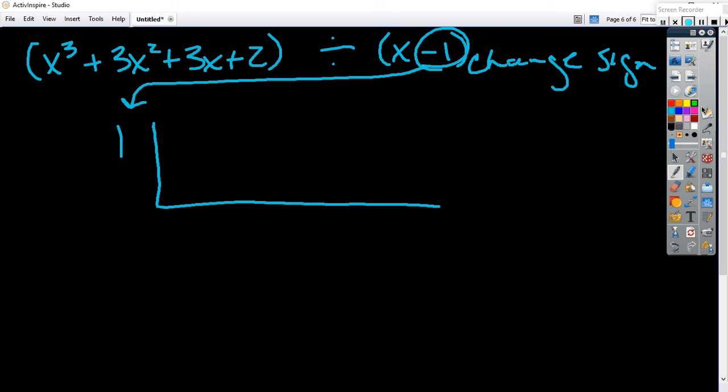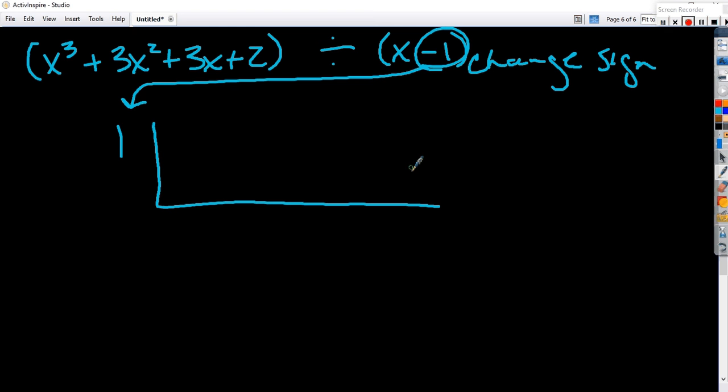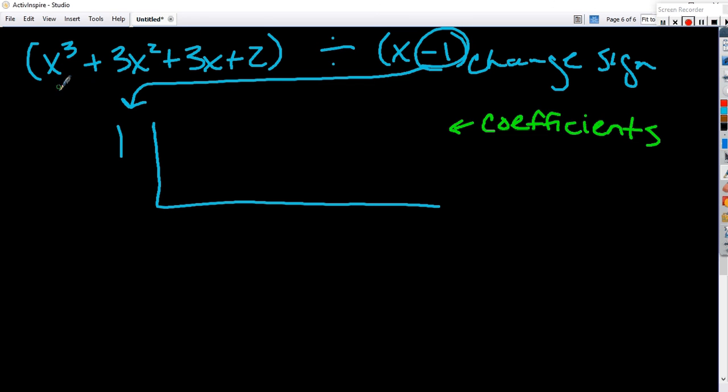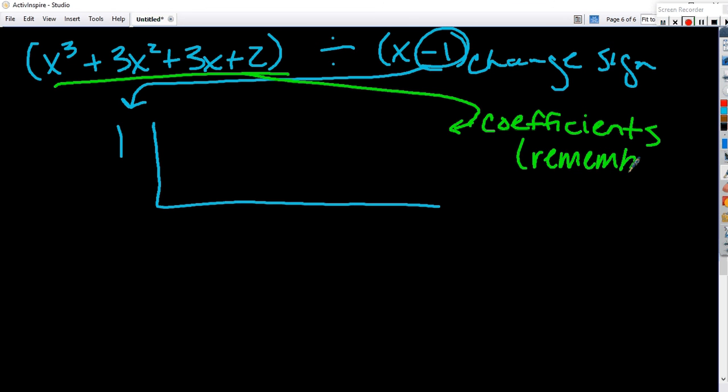Okay. Now, I'm going to set this up for 2 rows of numbers. The first row of numbers here are going to be my coefficients of this polynomial. Okay? But you have to remember placeholders. So tell me what you think the first row of numbers is going to be. 1, 3, 3, 2. Just the coefficients, no plus or minus.